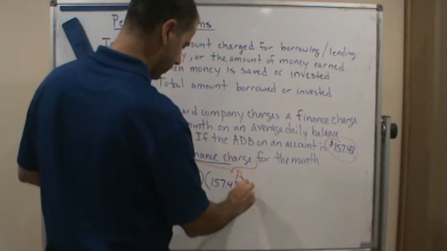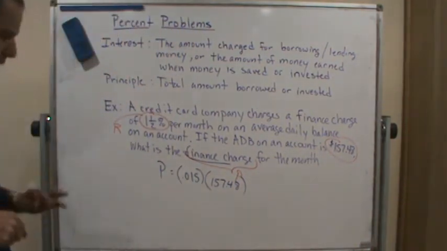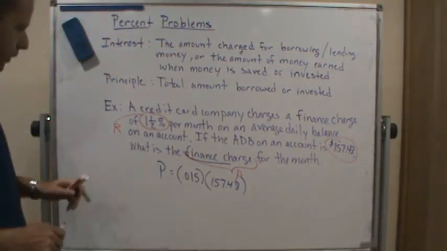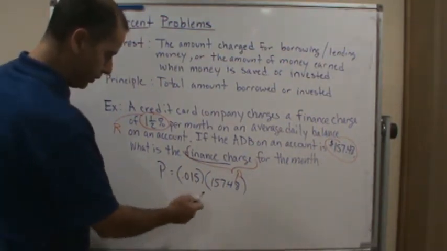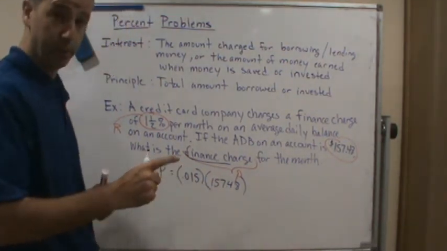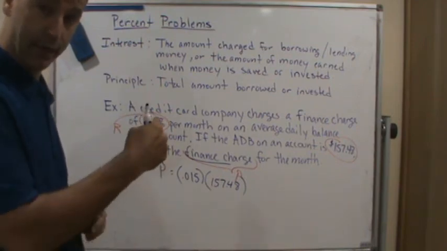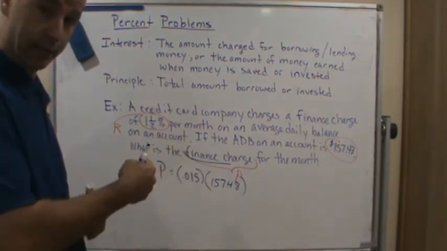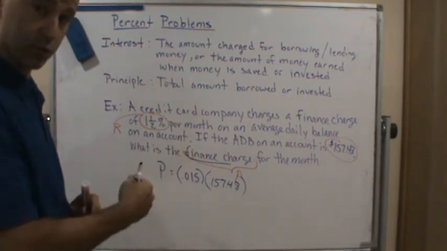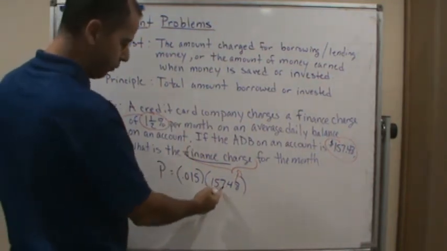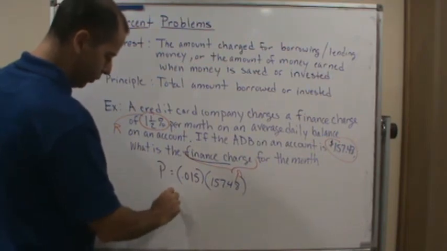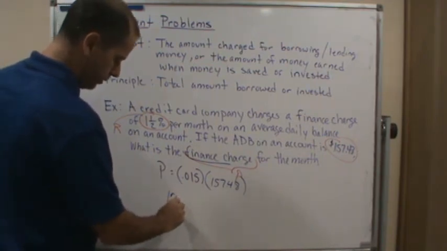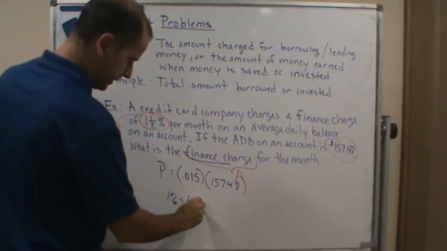157.48. Now, we could do this mentally because we know what 1% is. All we have to do is move the decimal point over two spots. If 10% is one spot to the left, 1% just goes two spots to the left. So 1% would be approximately $1.57.